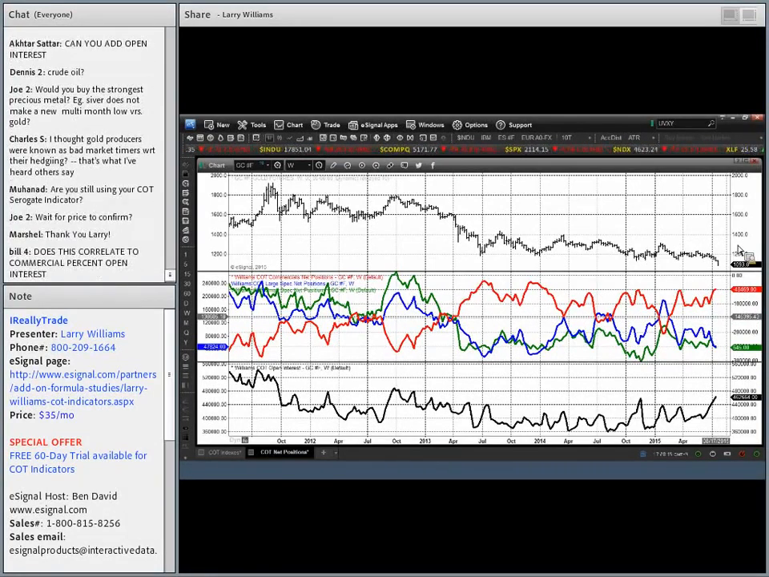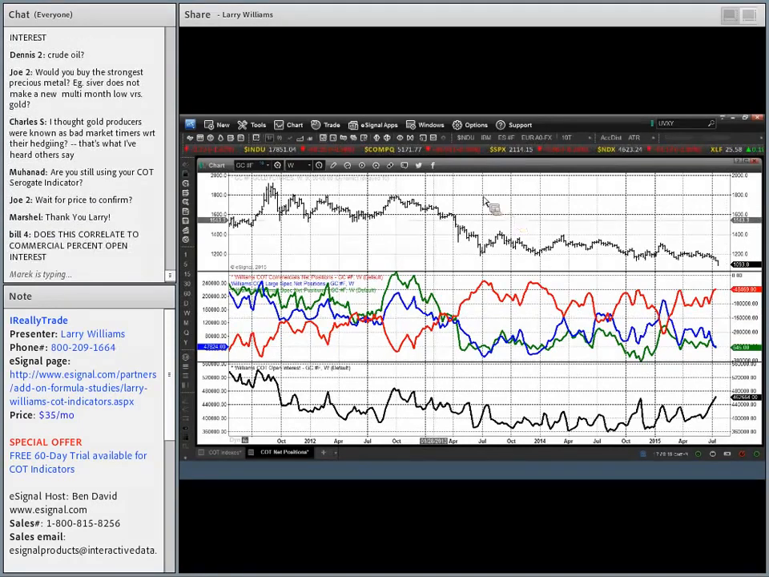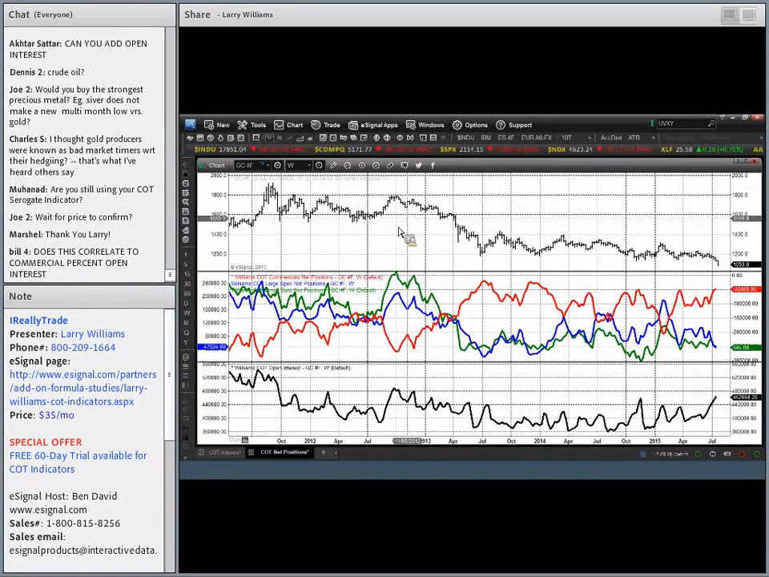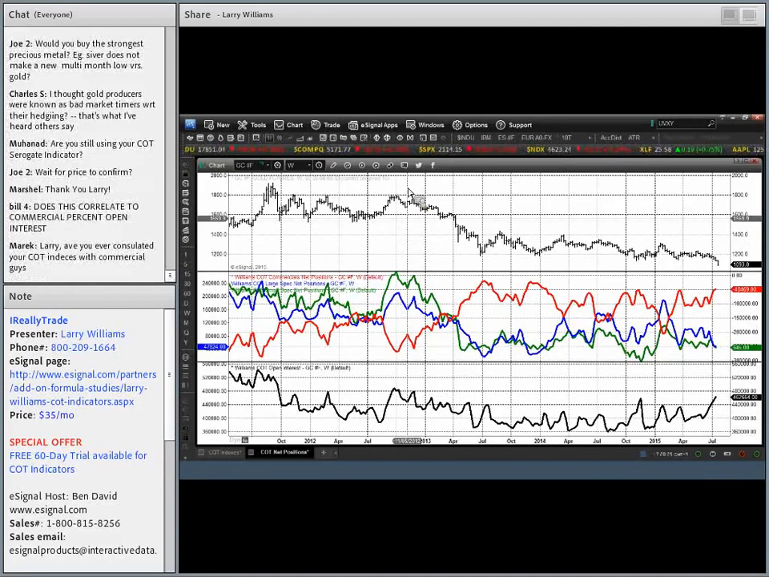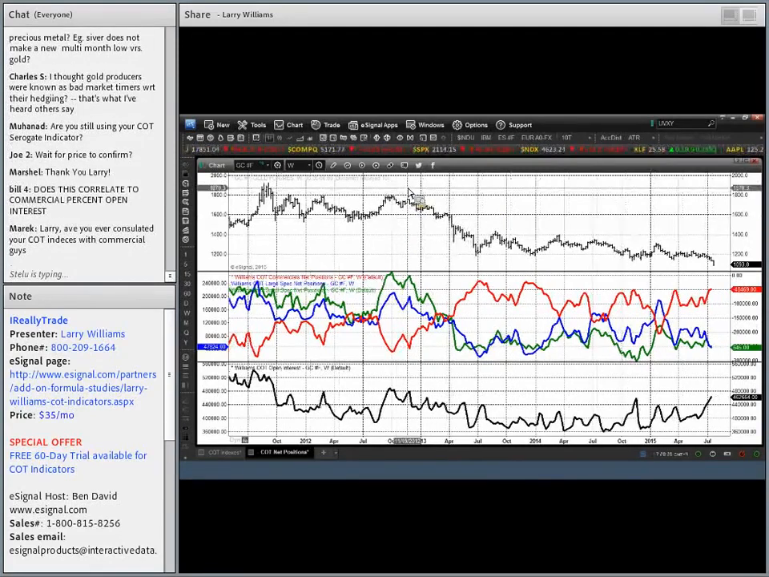Would you buy the strongest precious metal? Absolutely. I would want to buy whatever's been stronger, silver or gold. There was a question I wanted to answer, and so many questions have come in, I missed that one. I apologize.